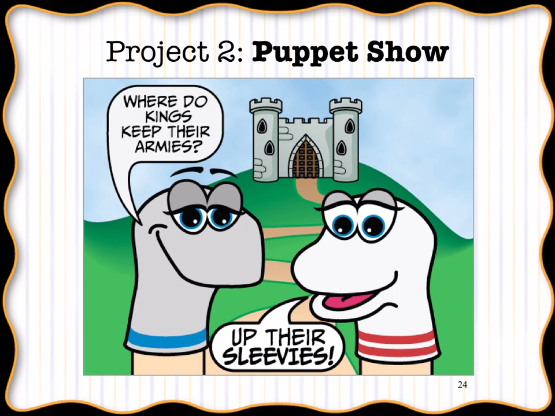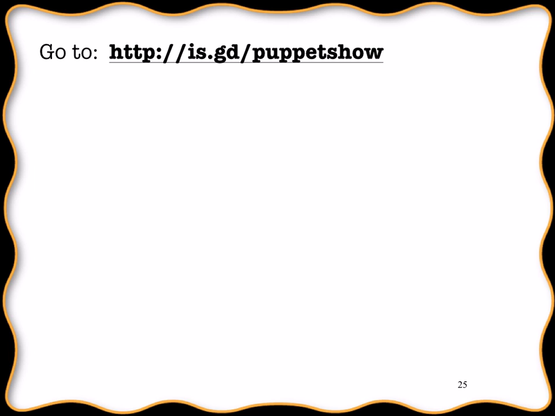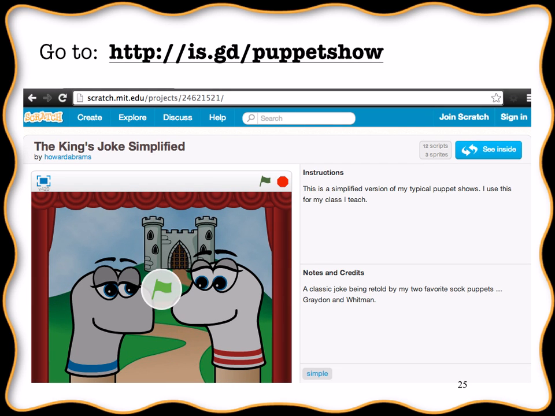Time for another project. We will create a puppet show based on some graphics and a project all ready for you. To begin, either type the address at the top of the screen or click the link in the notes section below this presentation. This will bring up a project. Click the green flag button in the center to have the two puppets act to tell a riddle.